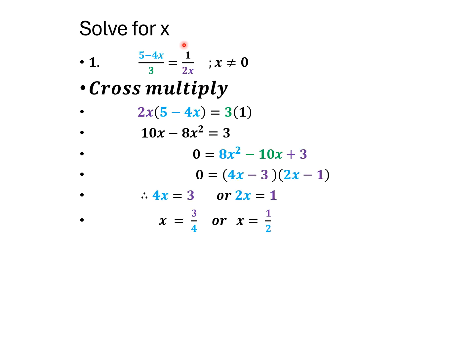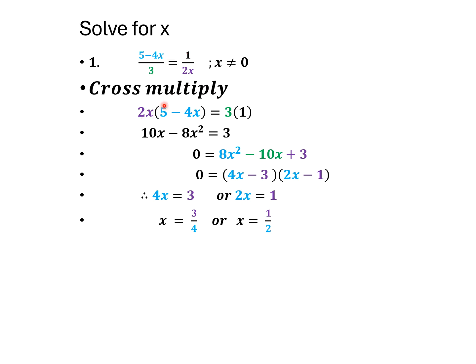So solve for x. 5 minus 4x divided by 3 equal 1 over 2x. So again, x is in the denominator here, so x cannot equal 0 because 2 times 0 gives me 0 and 1 divided by 0 is undefined. Because I have two fractions, I'm simply going to cross multiply. So I'm going to say 2x times 5 minus 4x and 3 times 1.